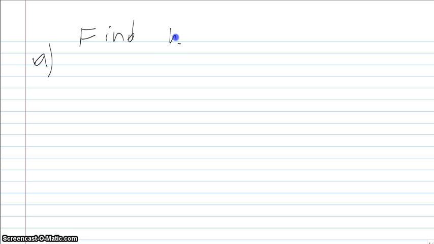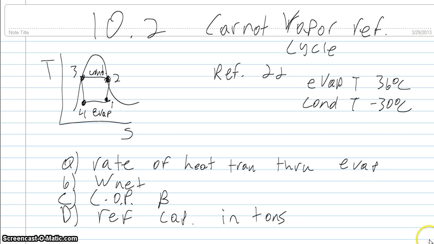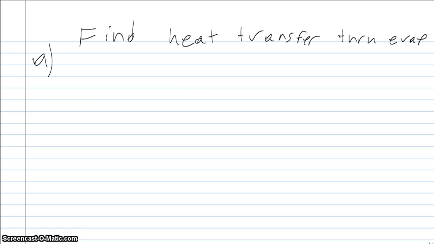Heat transfer through the evaporator. So, if we go back up here, you see the heat transfer through the evaporator. It's 1 through 4. It's actually 4 through 1. It's flowing that way. So, Qn equals m dot times H1 minus H4.